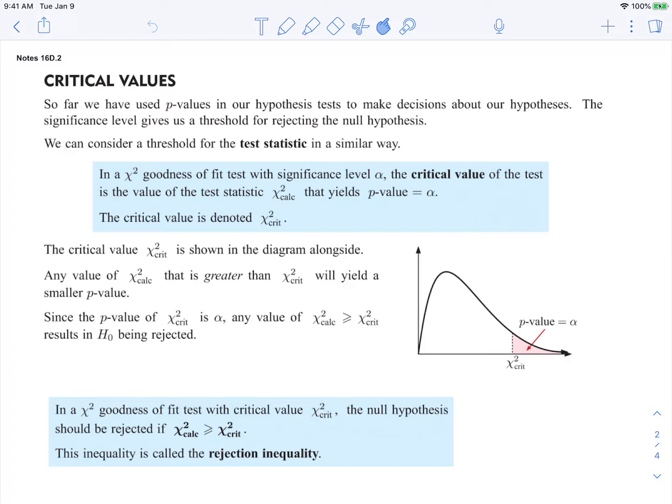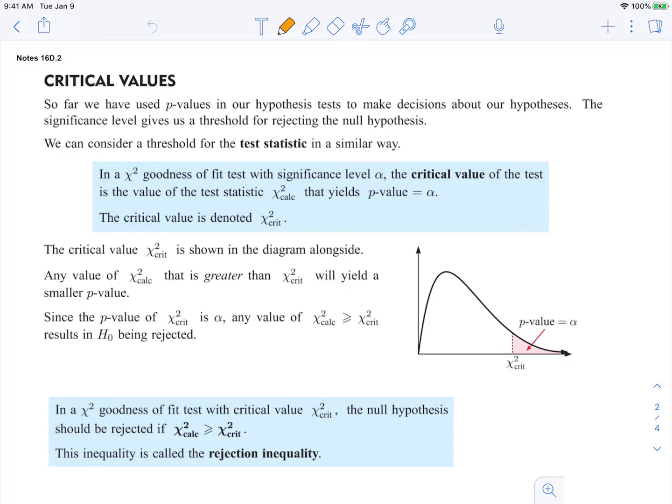All right, this is a continuation of the chi-squared goodness of fit test. We're going to talk about critical values first. So far we've used p-values and our hypothesis test to make decisions about our hypothesis. The significance level gives us a threshold for rejecting the null hypothesis. We can consider a threshold for the test statistic in a similar way.